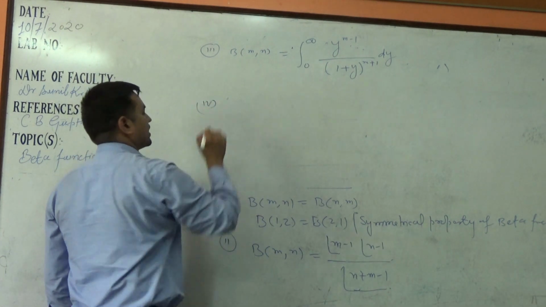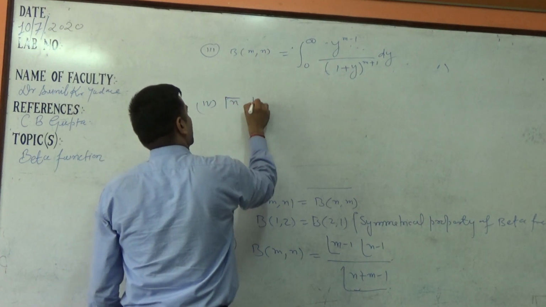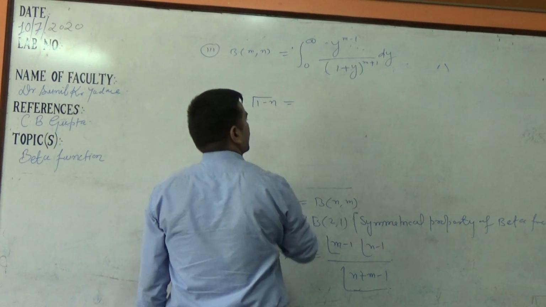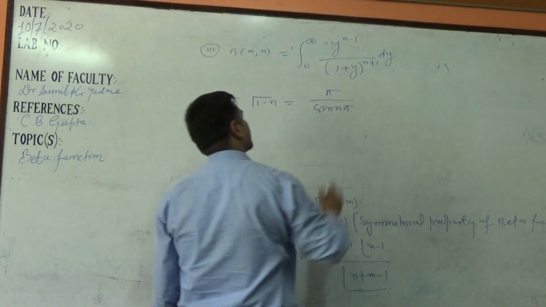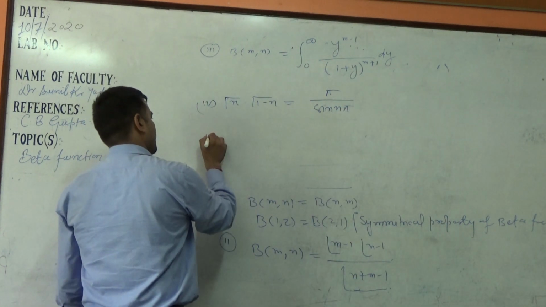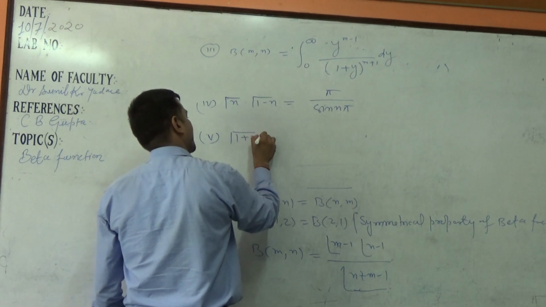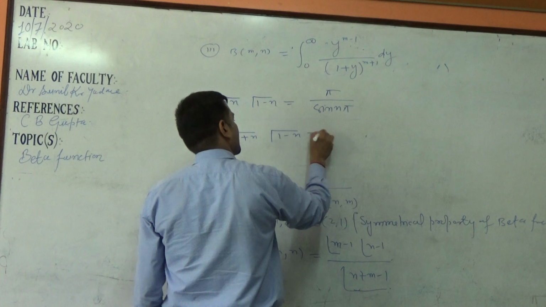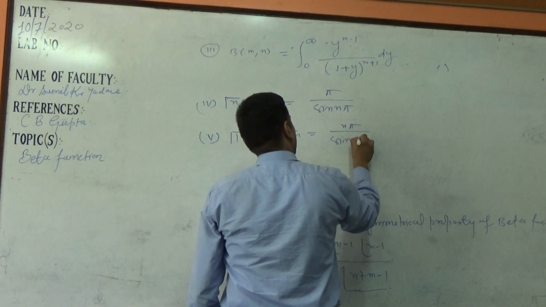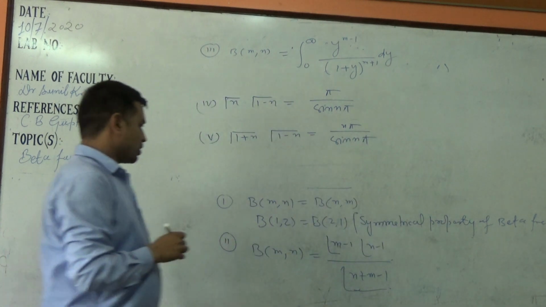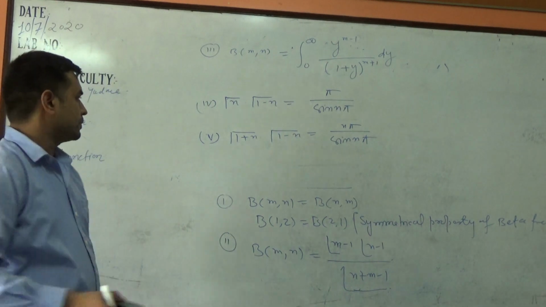And fourth property is gamma n into gamma 1 minus n equal to pi upon sin n pi. And fifth property is gamma 1 plus n into gamma 1 minus n equal to n pi upon sin n pi. These are the properties of beta functions that are very useful in the numerical problems.